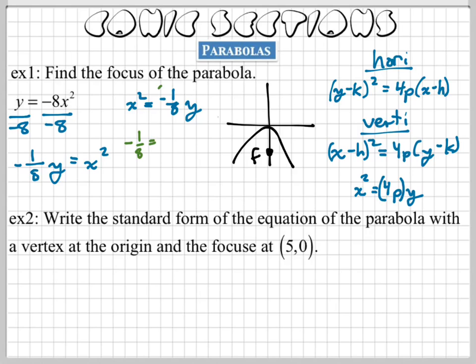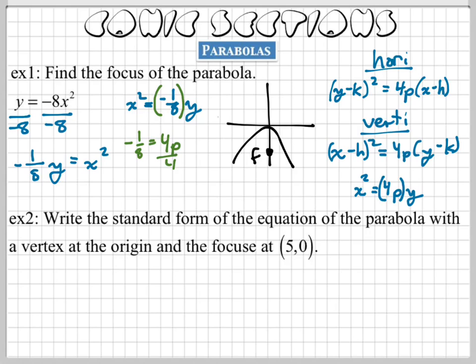Here, let me put the parentheses around it. Maybe you guys will see it. What does negative 1 over 8 equal? 4p. It equals 4p. You see that right here? The 4p is right next to the y, and what's right next to the y? The negative 1 over 8. So how am I going to find the p?